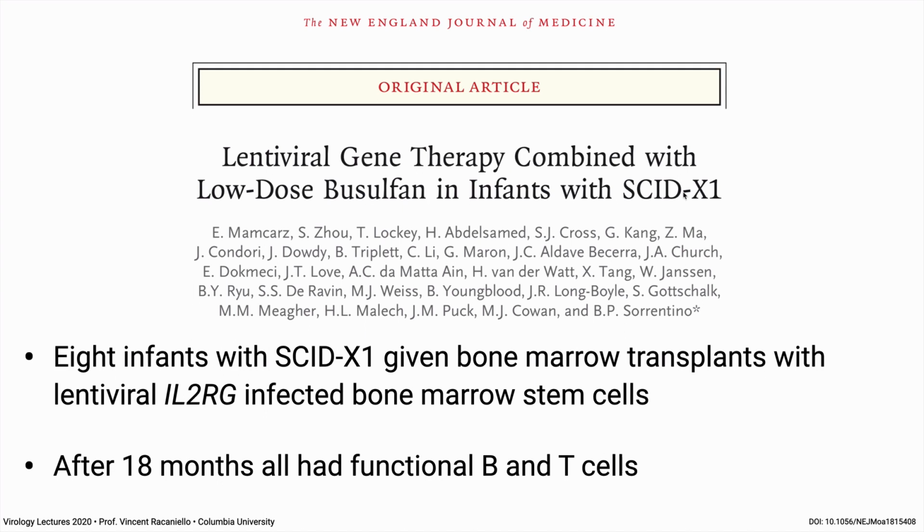Gene therapy of infants with SCID: they were given, again, bone marrow transplants with the wild type gene in a retroviral vector that was modified so it couldn't turn on oncogenes, and all these had functional B and T cells after 18 months. So this can work, and this can save lives. This is really good stuff.